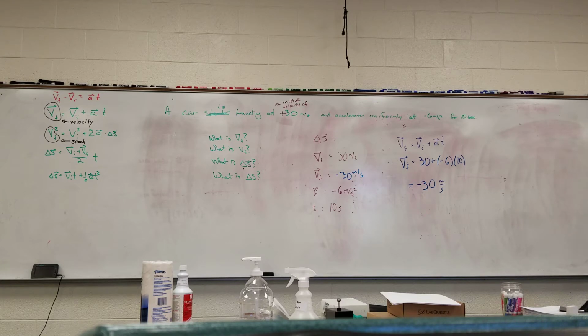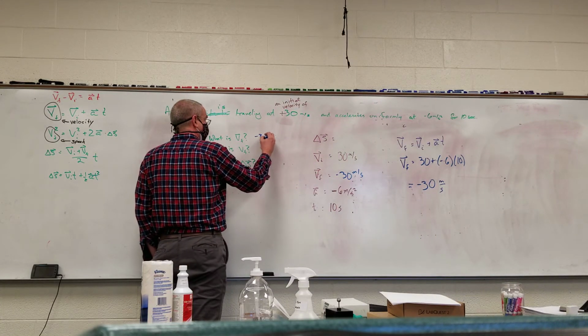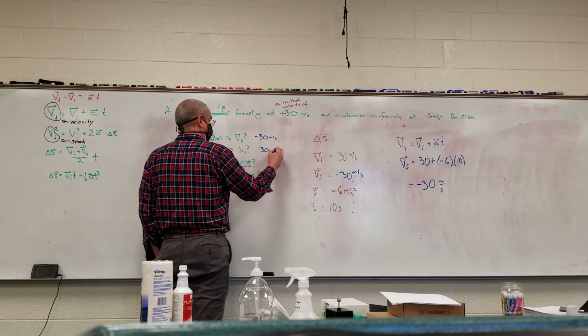Questions about how we got negative 30 meters per second? All right, what's the final speed? 30 meters per second. Just ignore the direction. So this is negative 30 meters per second, and this is just 30 meters per second.